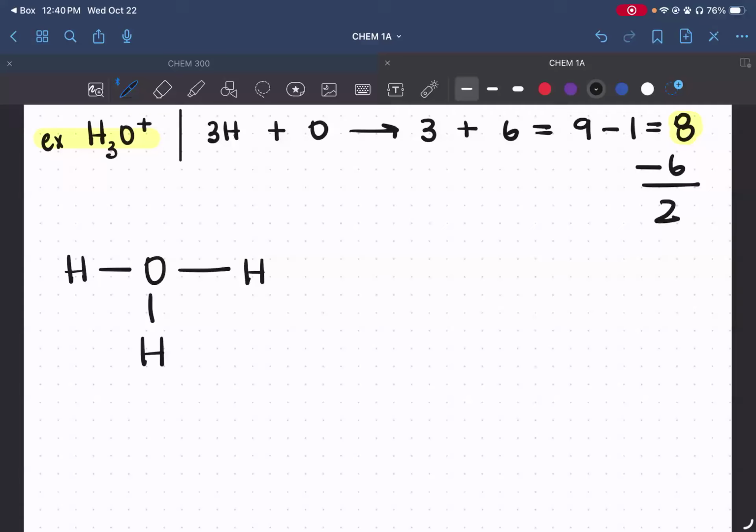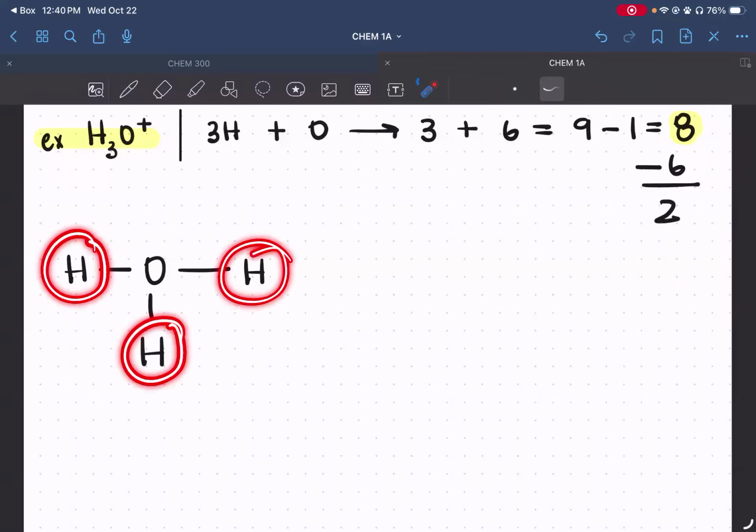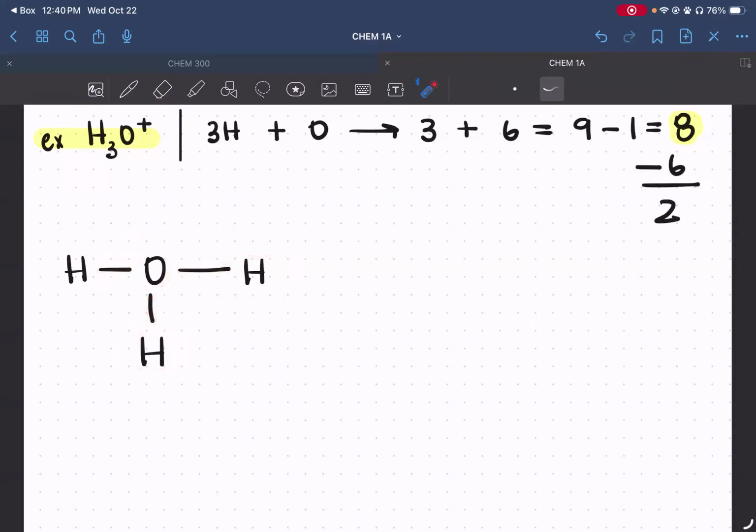Now we're going to distribute electrons working from the outside in. Each of these hydrogens, as written, has access to 2 electrons. That's fine. That satisfied octet. So no more lone pairs on the hydrogen. All that's left is our central atom oxygen, and we allocate those remaining electrons to the central atom as a lone pair.